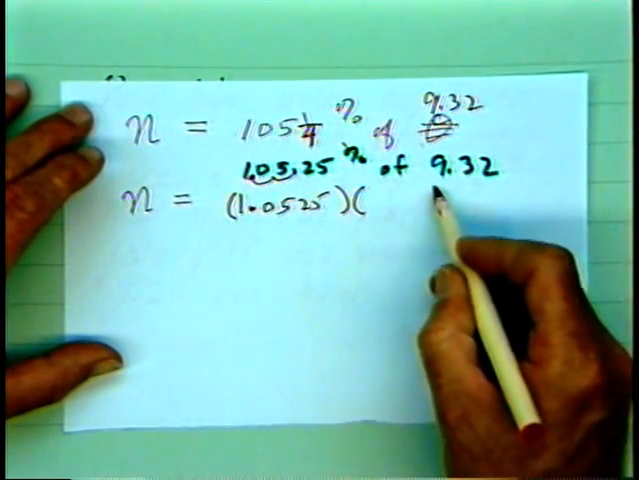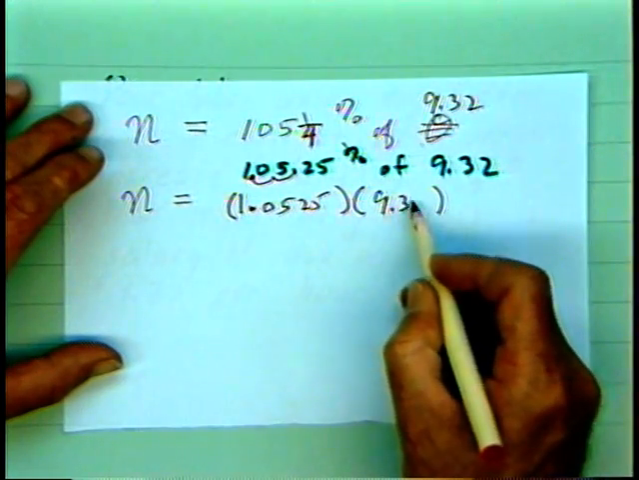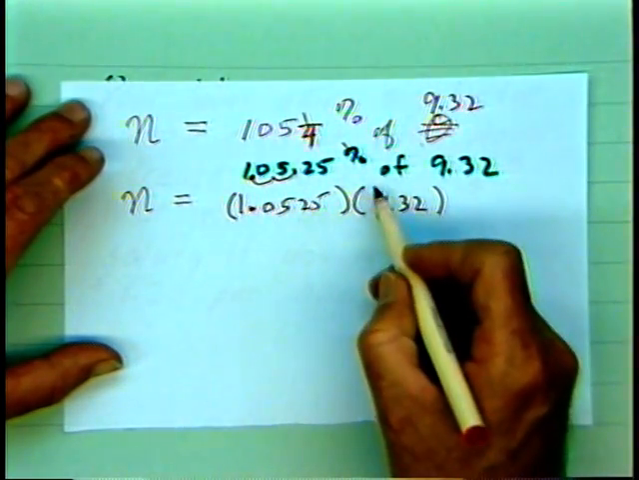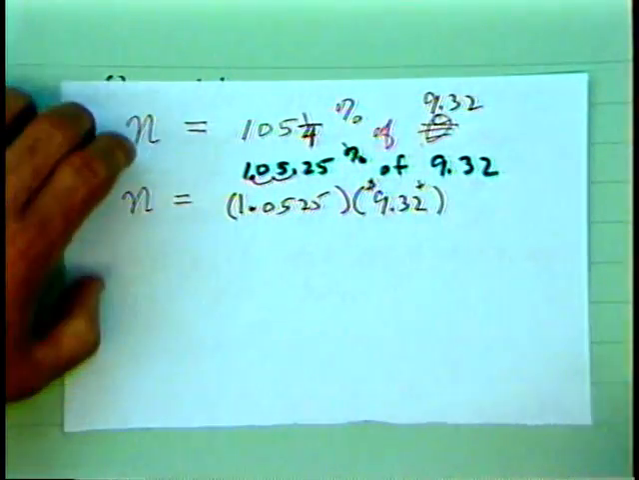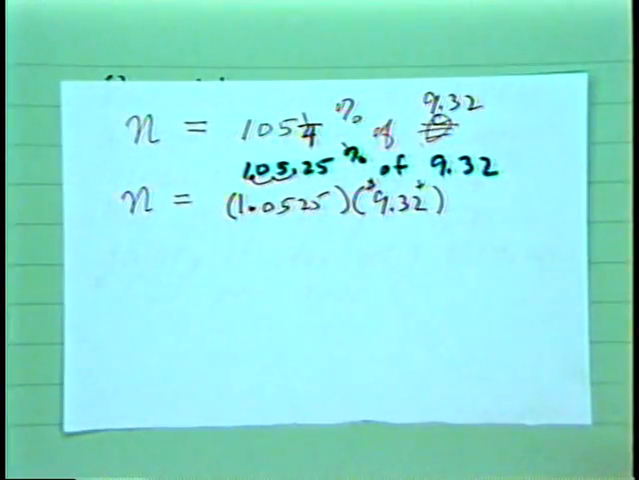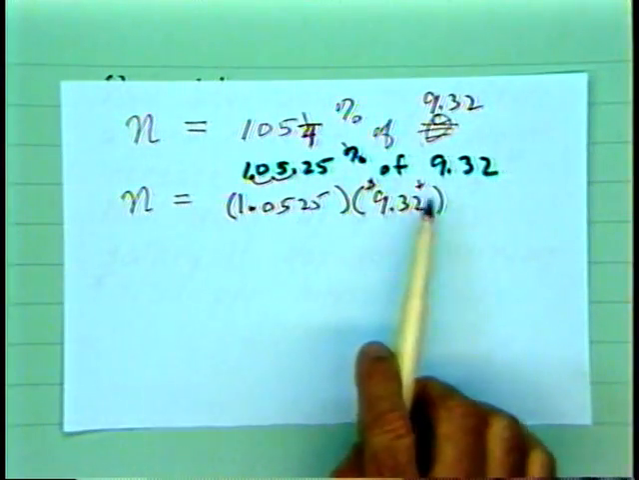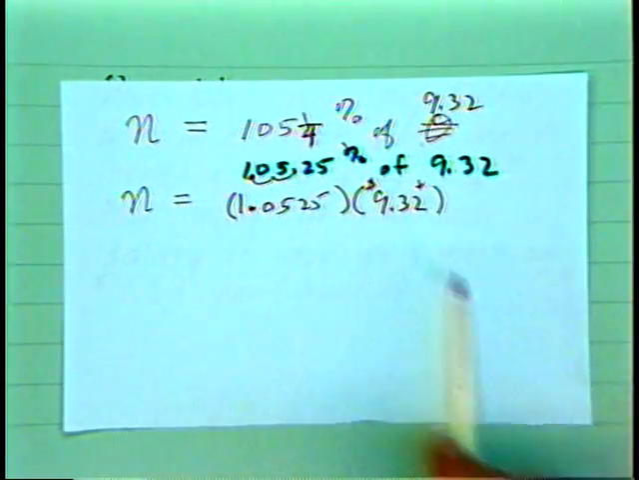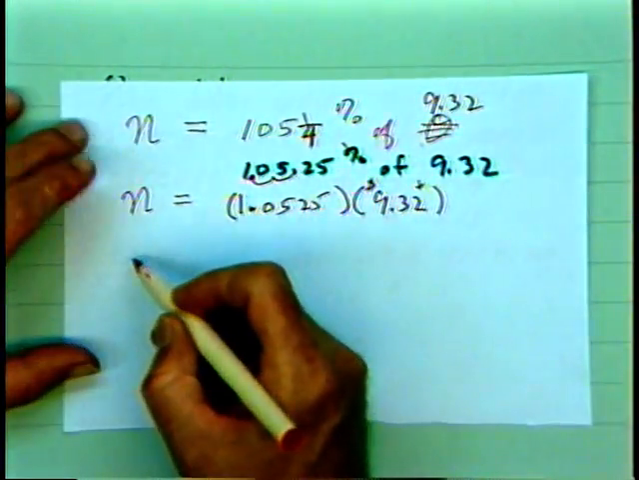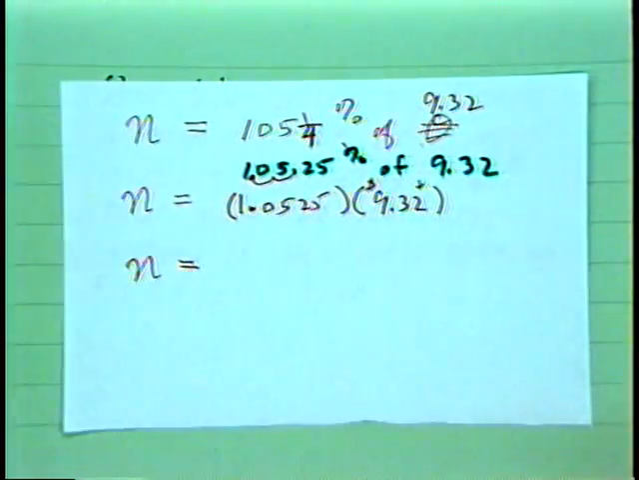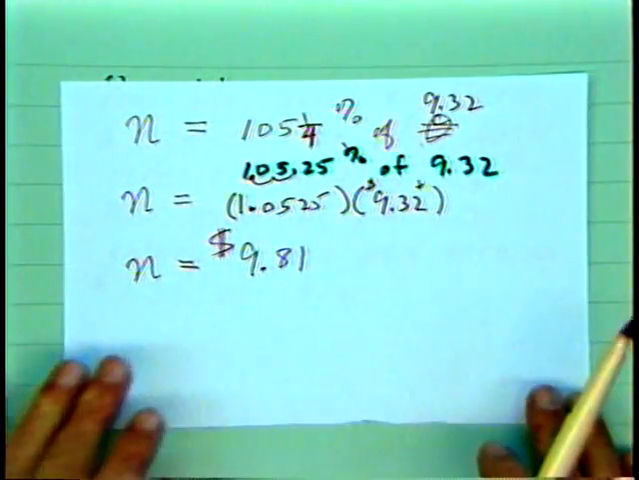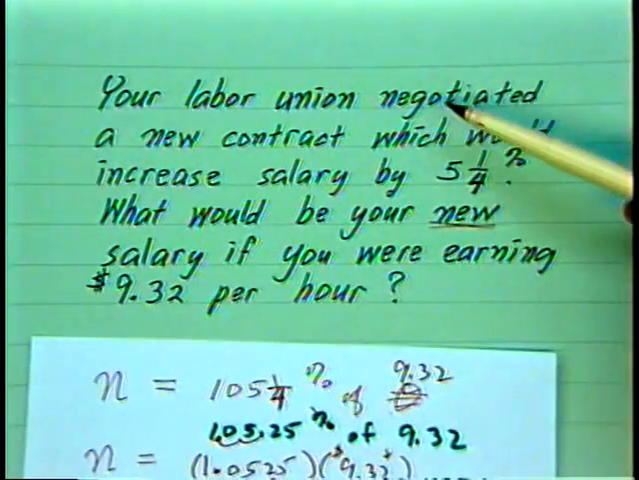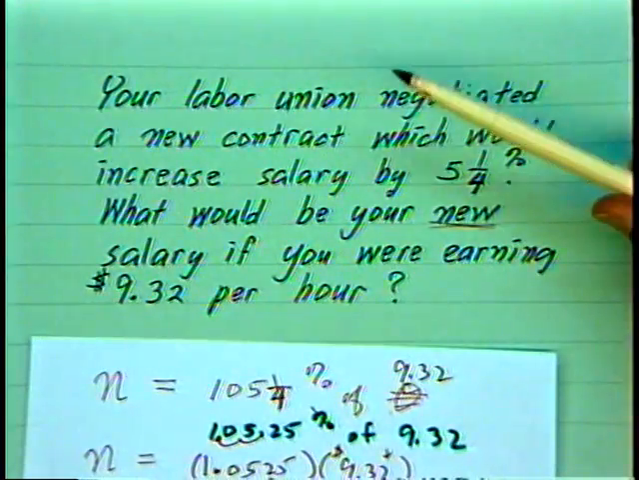Of means times 9.32, and since this is money, we would know to round to the nearest penny, and we simply do the indicated arithmetic. This times this, and we're done. And doing that either by hand or by calculator, we get $9.81 per hour.